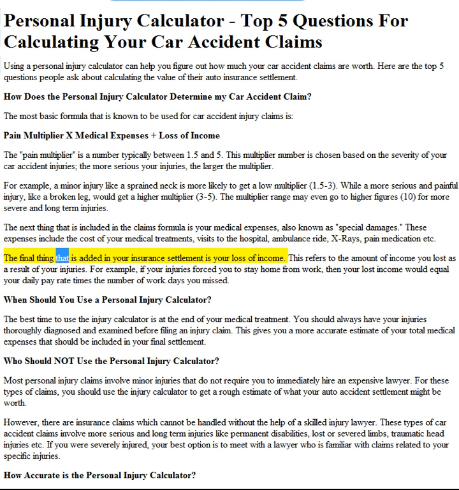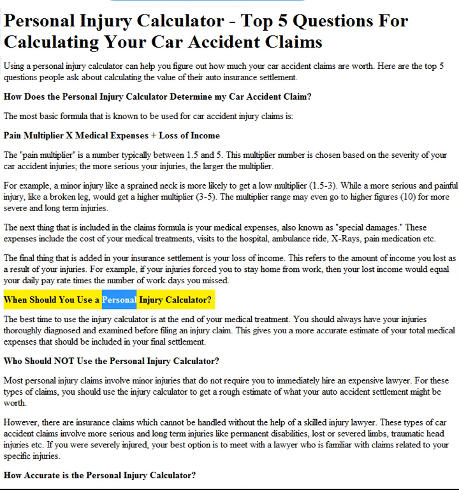The final thing that is added in your insurance settlement is your loss of income. This refers to the amount of income you lost as a result of your injuries. For example, if your injuries forced you to stay home from work, then your lost income would equal your daily pay rate times the number of work days you missed.